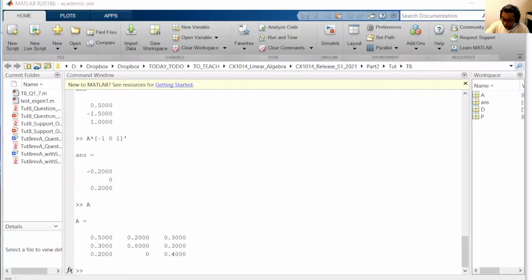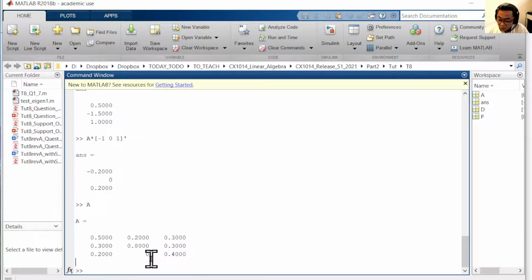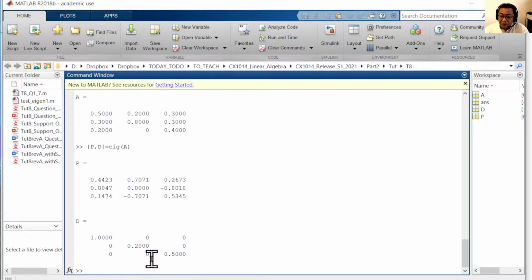Now I'm going to show you how I do it using MATLAB. I use MATLAB as a simple calculator. This is the matrix A, and to get the eigenvalues and the eigenvectors, I'll use this command, eig of A. eig of A takes a matrix A and returns two matrices. P is the eigenvectors and D is the eigenvalues. The eigenvalues are in the diagonal of D, which is 1, 0.2, and 0.5, as we have calculated just now.